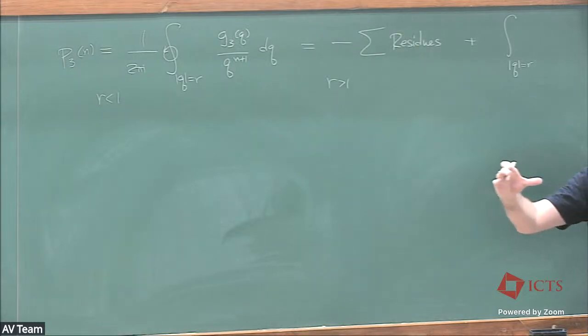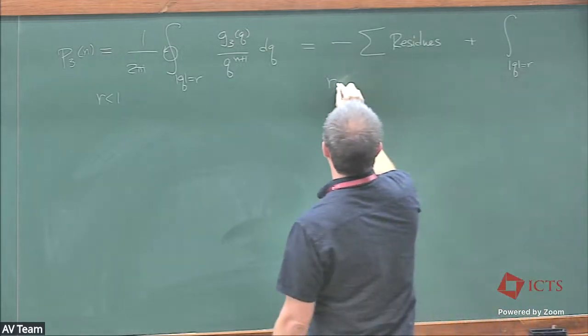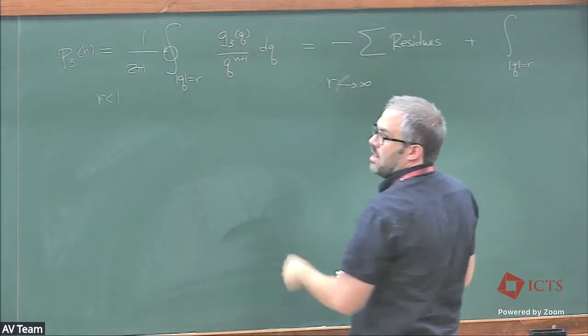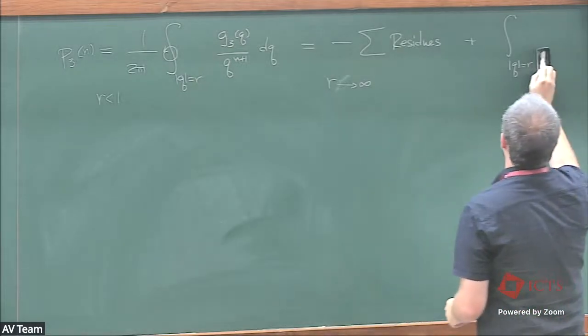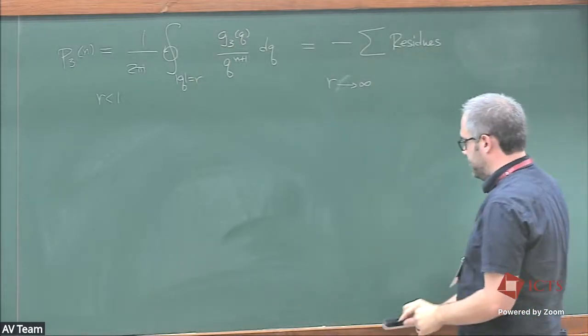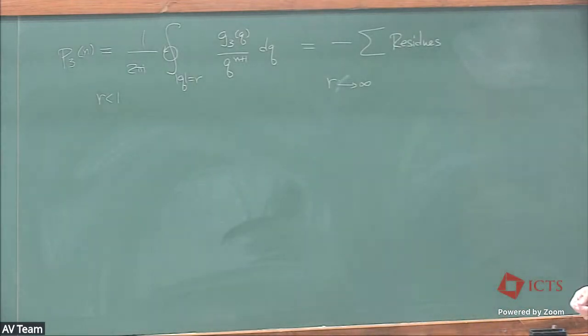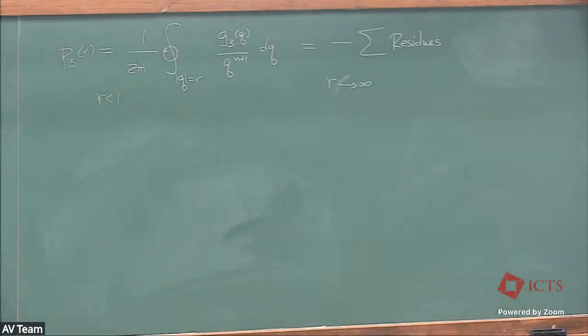Why don't we just keep going? Why don't we just take the limit as r goes to infinity? So if we take the limit as r goes to infinity, it's not too hard to see that the integrand is going to go to 0 quite rapidly. And so this integral actually just vanishes. And so we just get that this equals the negative of the sum of the residues. Okay? Well, let's actually compute the residues. Let's do it. Why not?